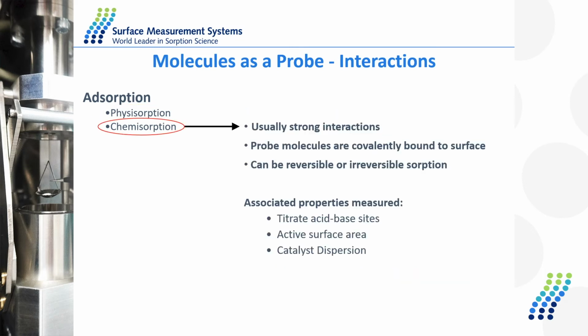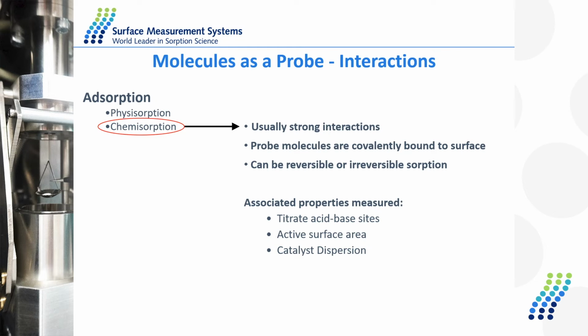Now, when we talk about chemisorption, the interaction always happens on the surface of the sample, but we are usually referring to a strong interaction. The molecule can be bound to the surface of the sample reversibly or irreversibly, but the energy of the interaction is usually quite high because we are talking about covalent bonding. Typical of this type of interaction is active surface area or catalyst dispersion.